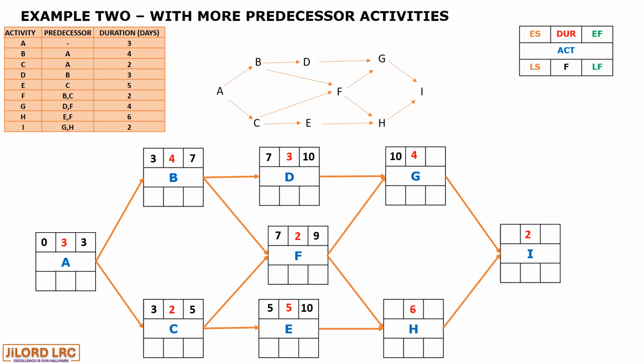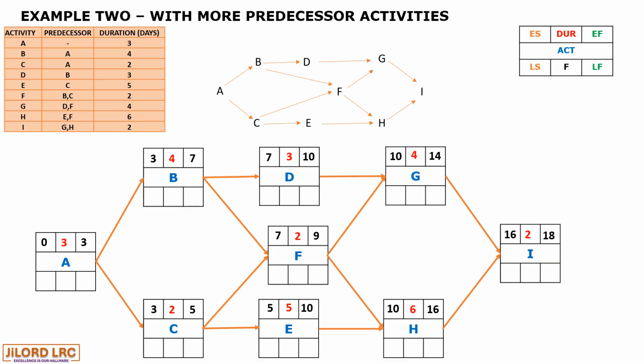Now let's look at activity G. There are 2 linkages or 2 preceding activities to G. The highest to be taken is 10 instead of 9 because 9 will finish before 10. So 10 will then become the early start for activity G. And that plus 4 is 14.